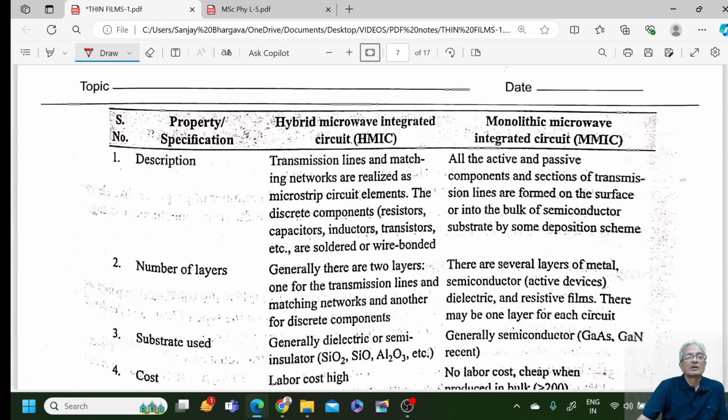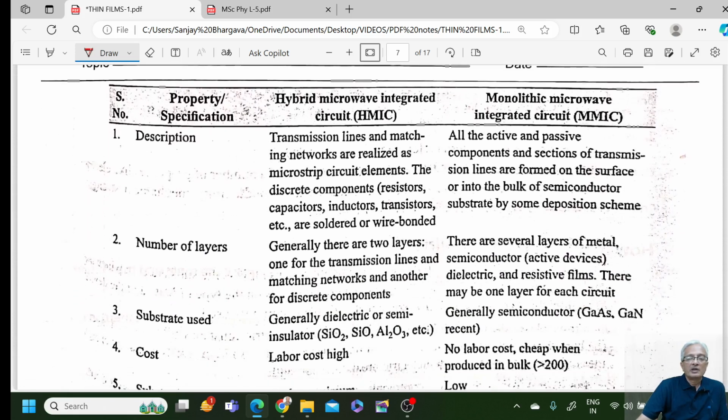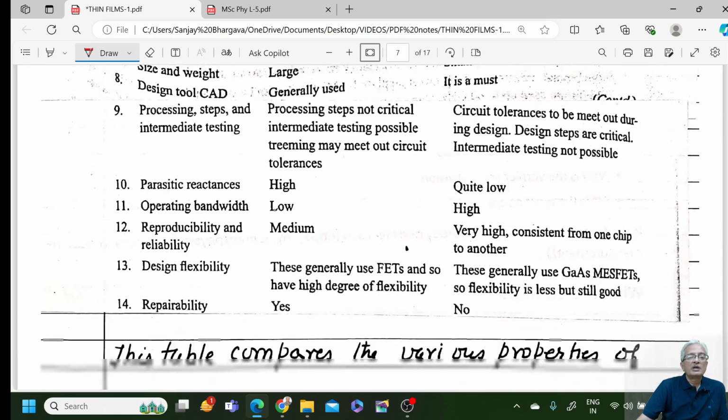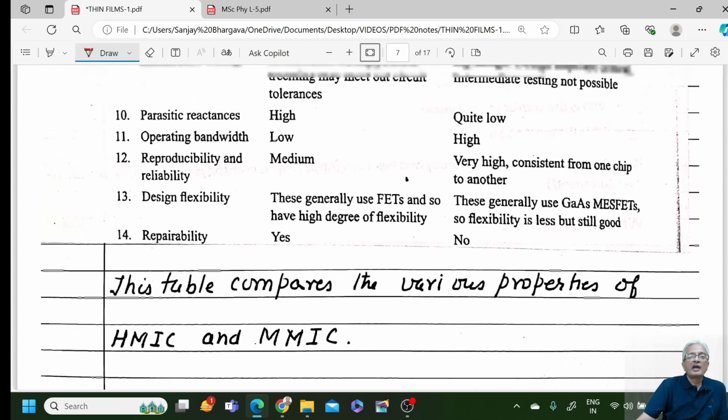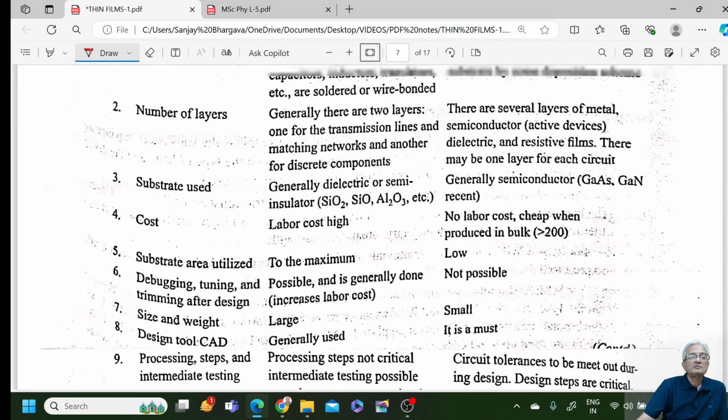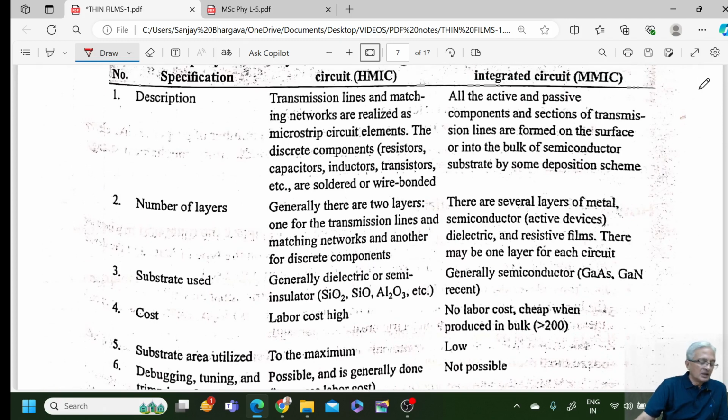Now this table, what does it do? This table compares the various properties of HMIC and MMIC. Just look here. The first column will show the specification or the property, then HMIC, and here MMIC.